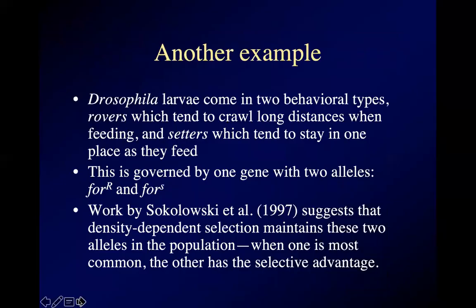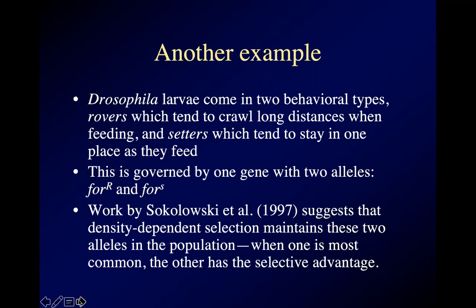Another example turned up in 1997. There are two behavioral types of fruit fly larvae. And you can test this by putting fruit fly maggots on a petri dish. Rover larvae tend to crawl for very long distances when they're feeding. Setter larvae tend to stay in one place as they feed. They tend not to move. So the rovers will make long trails and the setters will just kind of stay where they are. It turns out there's a genetic basis to that.